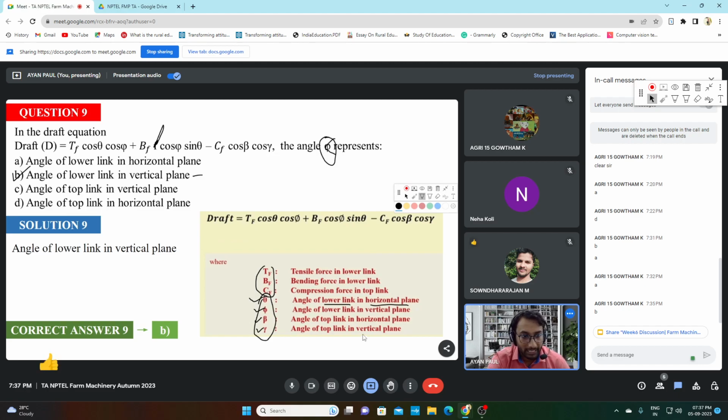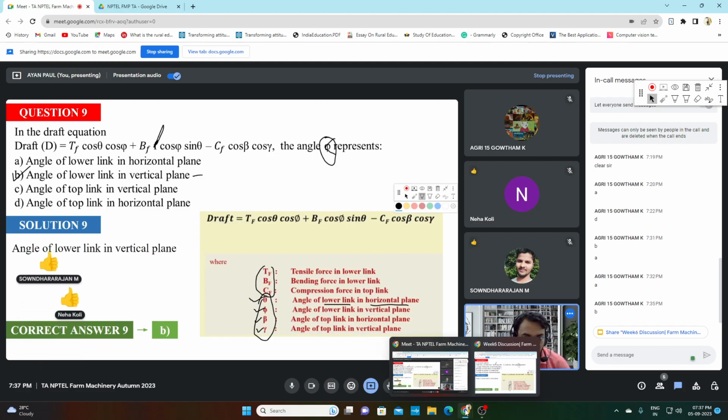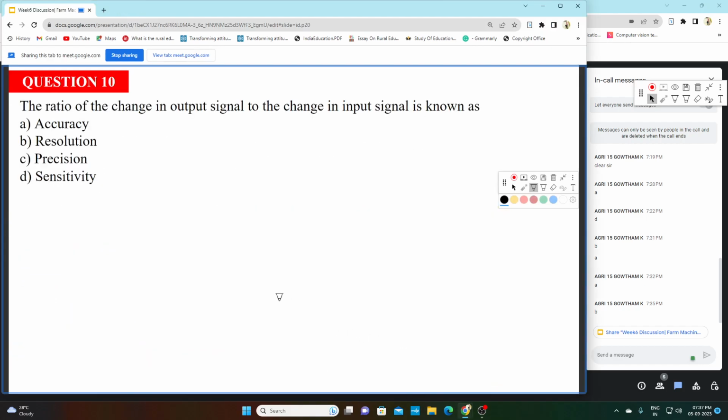Okay, this question is clear to all of you? Yeah. Okay, so let me move to the last question: the ratio of change in output signal to the change in input signal is known as, option A is accuracy, option B is resolution, option C is precision, option D is sensitivity. So any guesses for this?